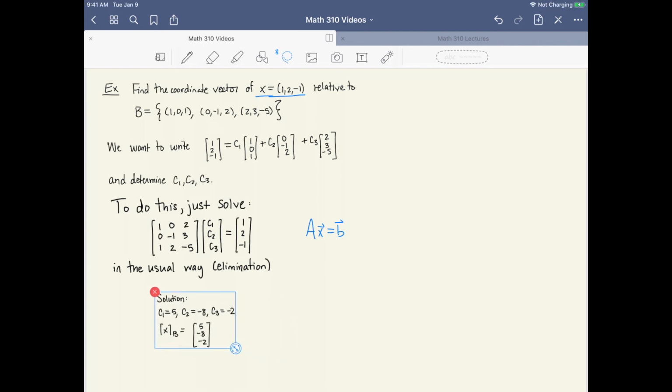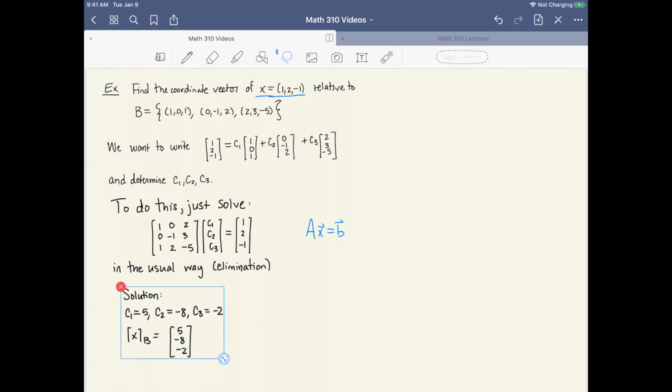And if you need a little extra practice, I encourage you to work through it and make sure that you get this solution too. But the solution that I found solving this was c1 equals 5, c2 equals -8, and c3 equals -2, just by doing the regular Gaussian elimination procedure for solving a system. So in terms of the problem we're looking at here, we want to know what the coordinate vector of x was relative to this new basis. Well, the coordinate vector is those three numbers, 5, -8, and -2, written down in a vector and given now this special notation x sub B.